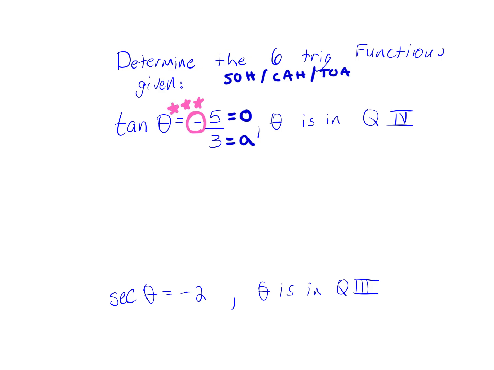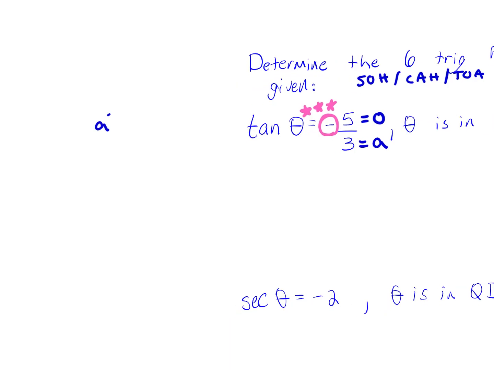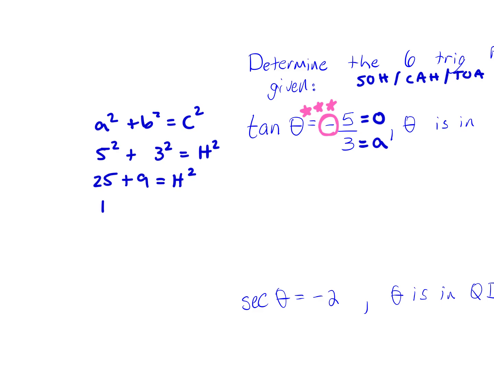Now, how could we find our hypotenuse? Using the Pythagorean theorem, a squared plus b squared equals c squared. Remember, our hypotenuse has to be the c. But we can say 5 squared plus 3 squared equals the hypotenuse squared. So 25 plus 9 equals hypotenuse squared. So our hypotenuse squared equals 34. Take the square root, so what's our hypotenuse?